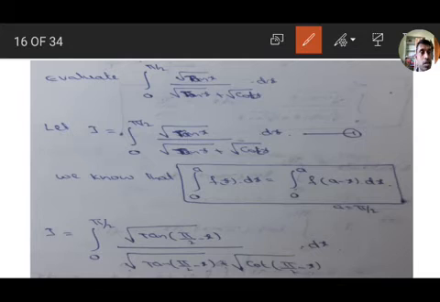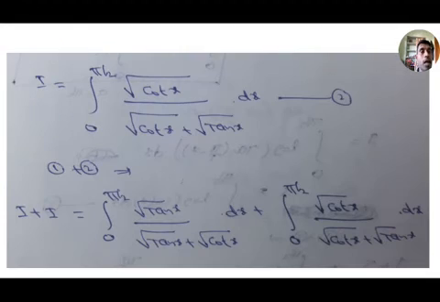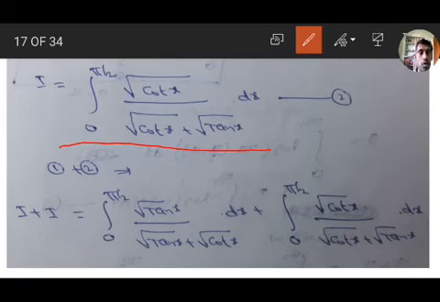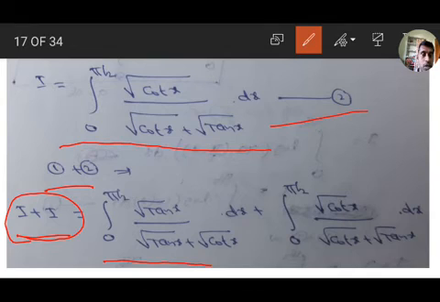Next slide. We get I equal to integration 0 to pi by 2 square root of cot x by square root of cot x plus square root of tan x dx. That is taken as equation 2. So add both the equations 1 and 2: I plus I, integration 0 to pi by 2 square root of tan x by square root of tan x plus square root of cot x dx plus integration 0 to pi by 2 square root of cot x by square root of cot x plus square root of tan x dx. It is a sum of two integrals, so we have to add.